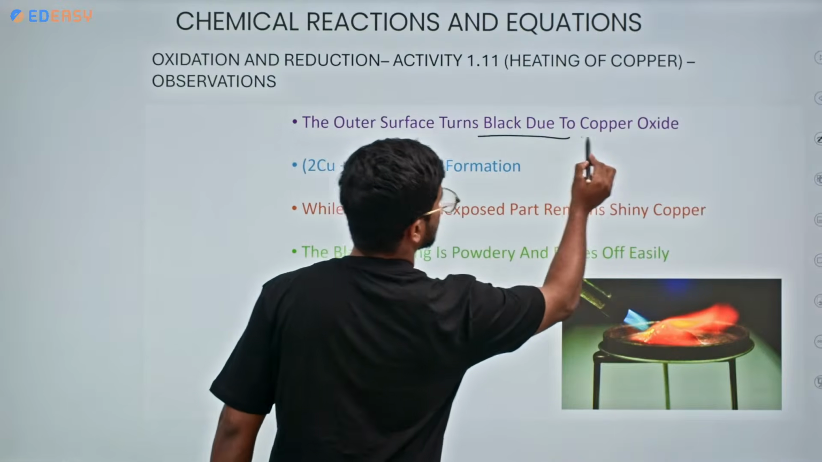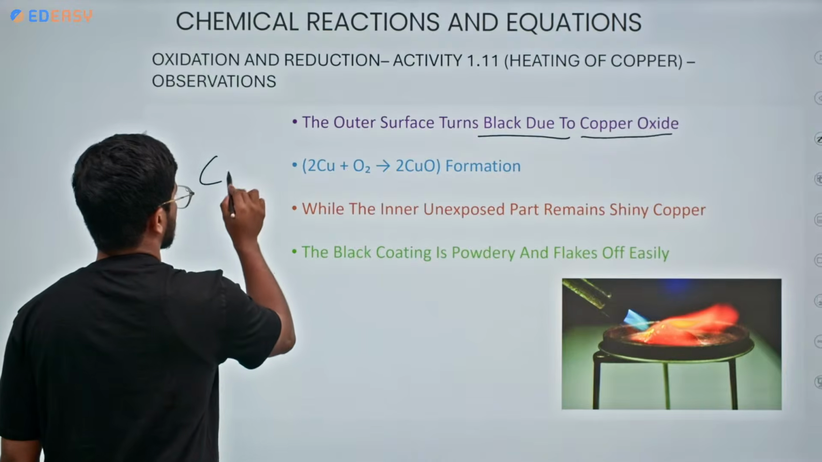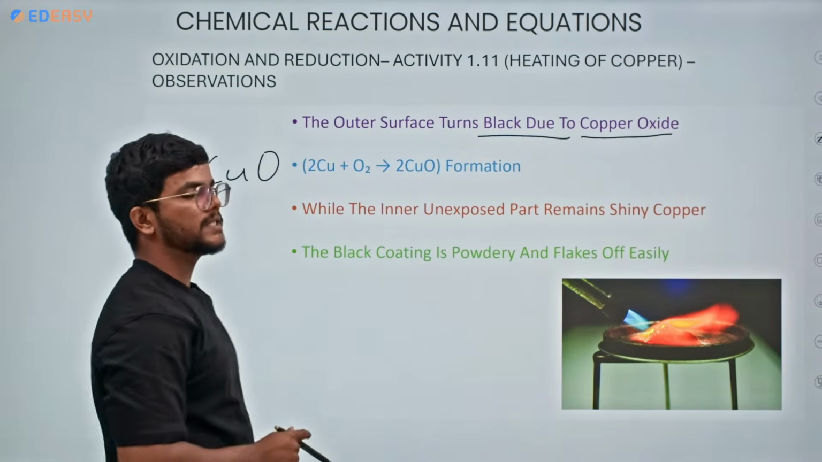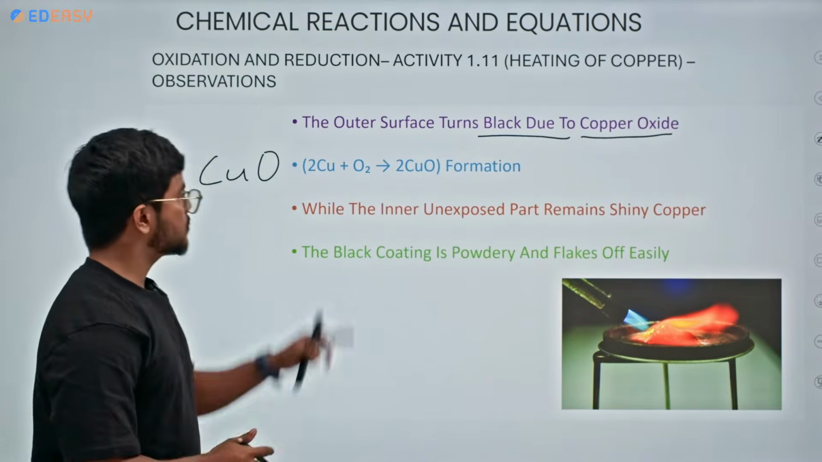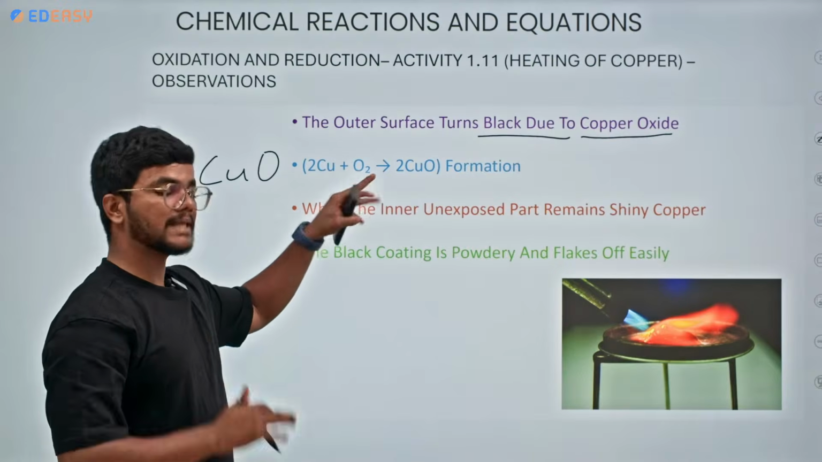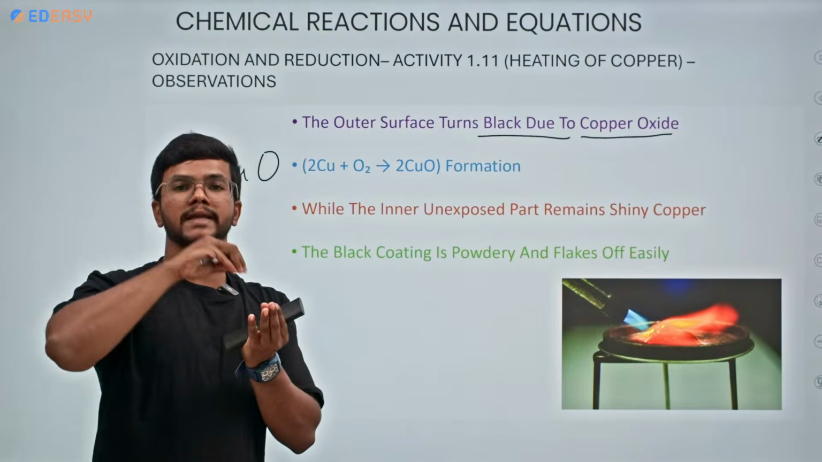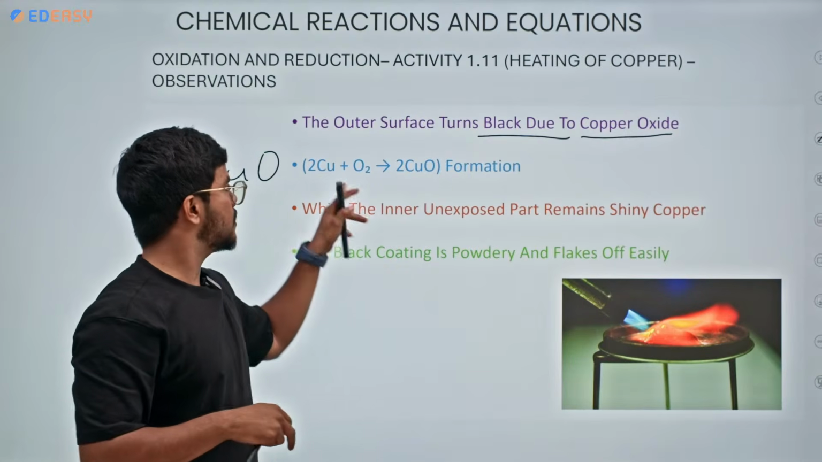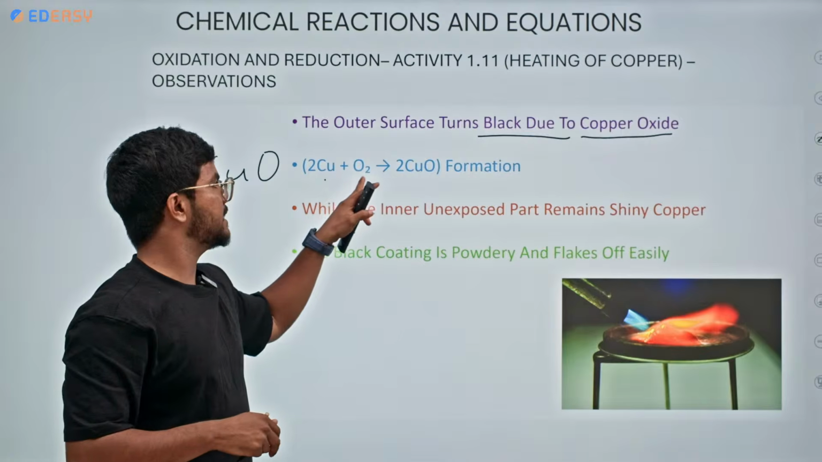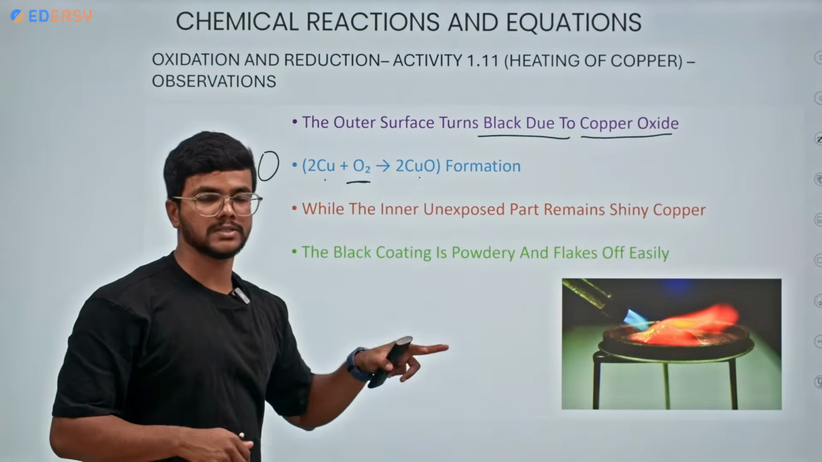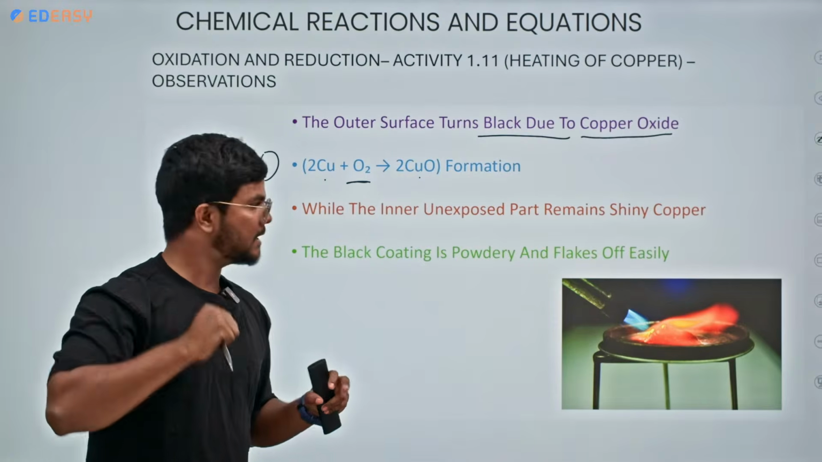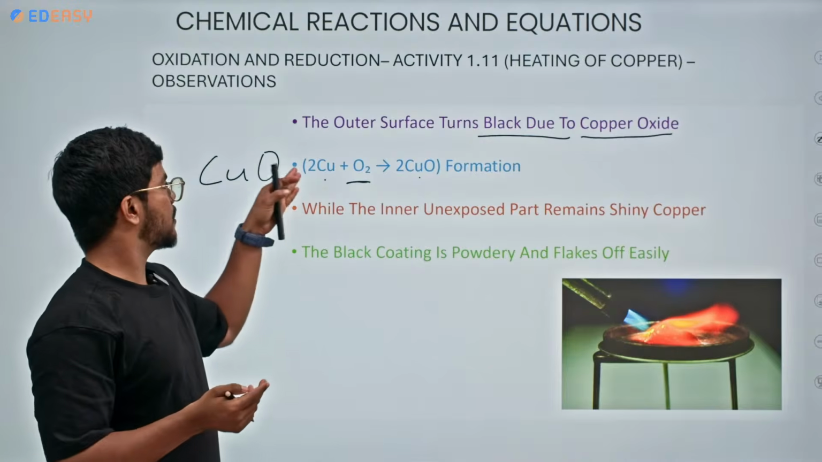That black color coating is nothing but copper oxide. Copper oxide is CuO, which is black in color. So when copper reacts with oxygen in the atmosphere, it is a combustion reaction. Remember, combustion reaction is addition of oxygen. So copper, when heated in the presence of oxygen, gives copper oxide. The black color coating is copper oxide, and the metal is copper.